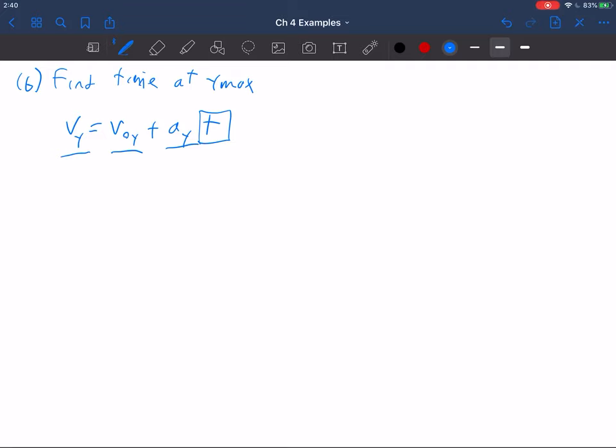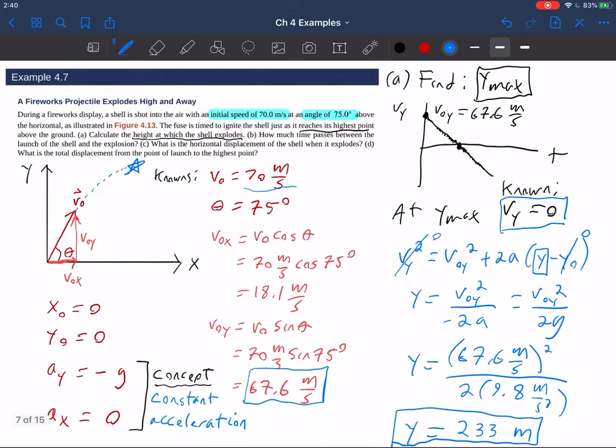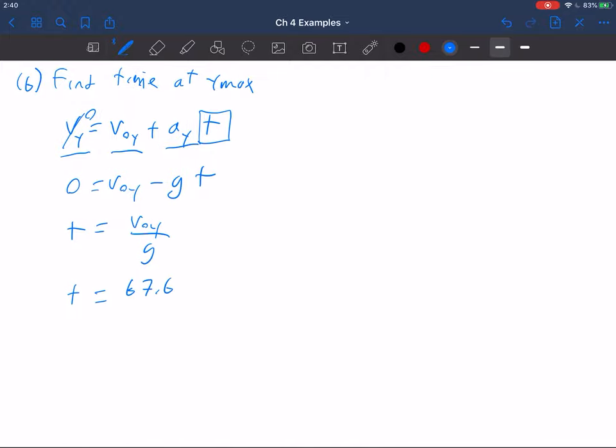So I plug in. This is 0, so this becomes 0 is equal to v naught y minus g t, and then I can solve symbolically: t is equal to v naught y over g. Then I can just plug in. This becomes t is equal to, what was v naught y? V naught y was 67.6 meters per second divided by 9.8 meters per second squared. And when I plug in there, I get time equal to 6.90 seconds. That's great. That's our answer to part B.